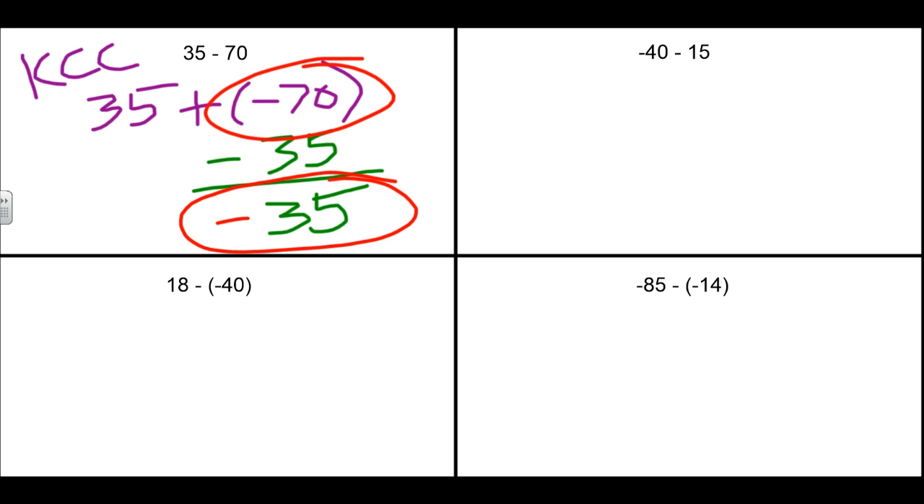For the second one, again, we're going to keep, change, change. Negative 40, change the subtraction to addition. Change a positive 15 to a negative 15.